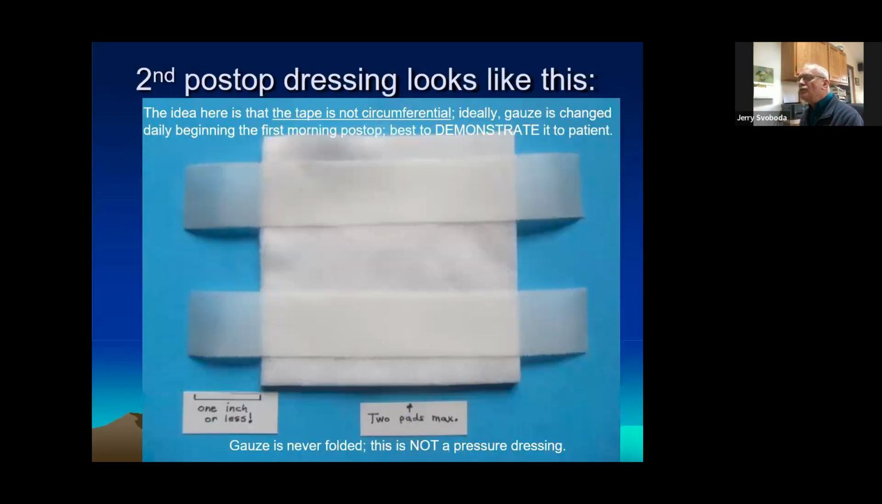After the first bandage is removed, nothing goes around the wrist, just little pieces of tape extending 1 inch or less over the gauze. You can have the patient come to the clinic with the original dressing on, but it's better if they have some pads to change it. The gauze is never folded. This is not a pressure dressing. Pressure dressings will occlude fistulas.